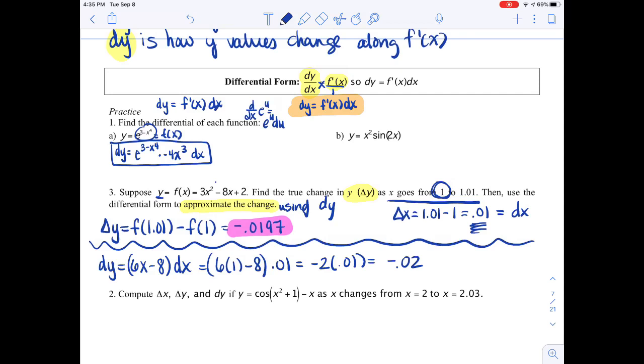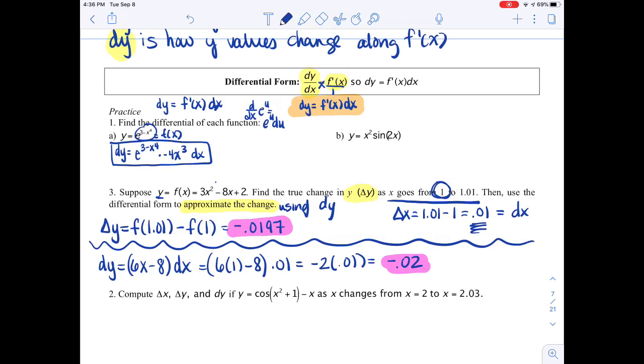Okay, think about how easy that calculation was for dy. It was so much easier to do it by hand than if I had to do some sort of other calculation. And now what I want you to compare it to is the value that we had gotten in the calculator by doing y1 of 1.01 minus y1 of 1. Negative 0.0197, negative 0.02. Those are pretty close to each other, right?